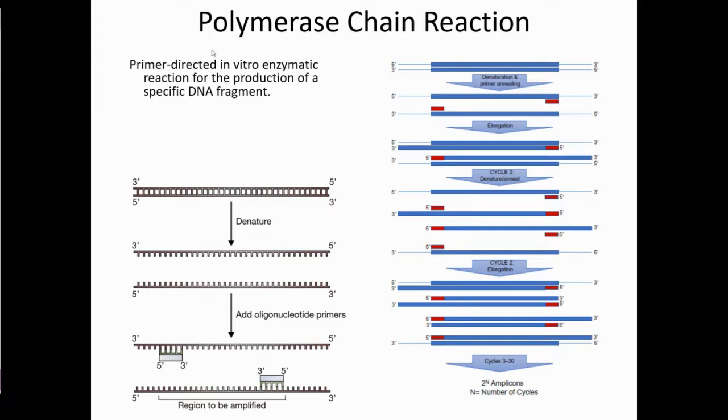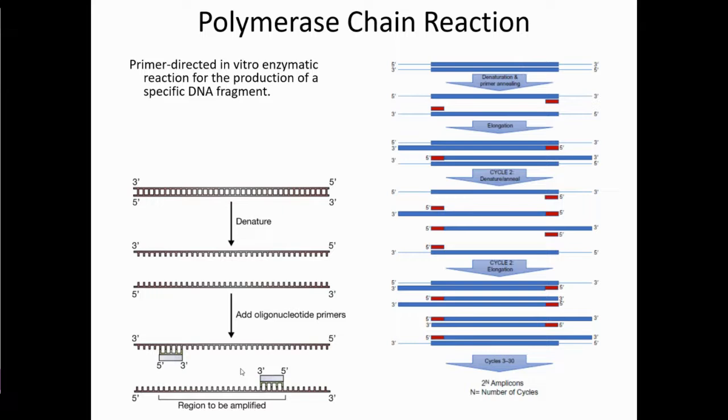Primer-directed means that during the PCR reaction, you need the primer. A primer is basically a short oligo fragment, like 18 to 30 nucleotides long. And it should be a pair, because the primers define the region of the DNA to be amplified. That's why it's called primer-directed, because this pair of primers can define the area to amplify.